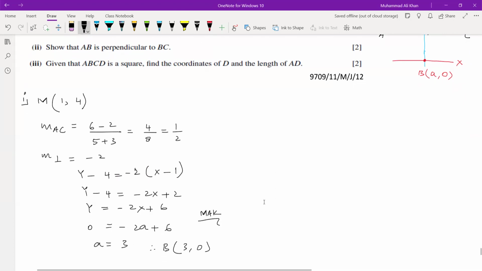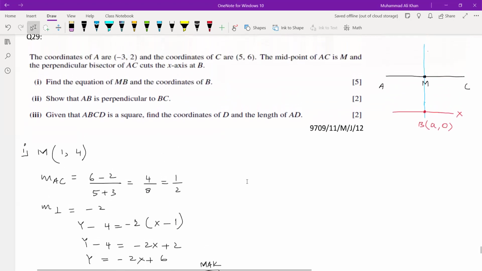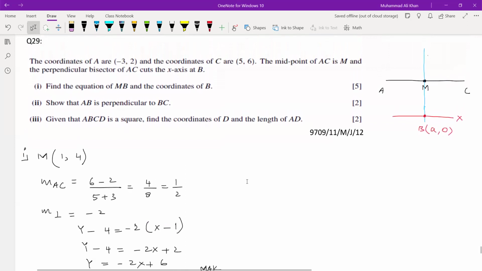No. After that, second thing, show that AB is perpendicular to BC. Now, in the second part, we have the coordinates of A, minus 3, 2. We have the coordinates of B, 3, 0.